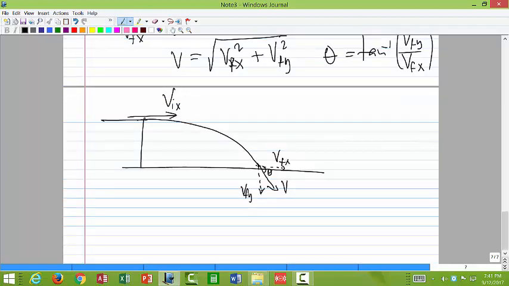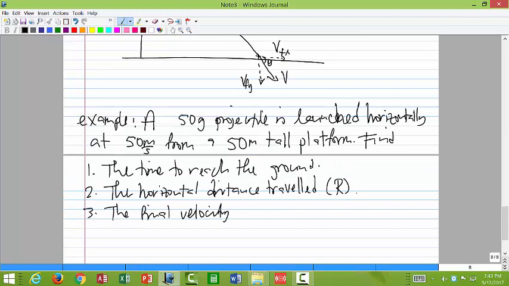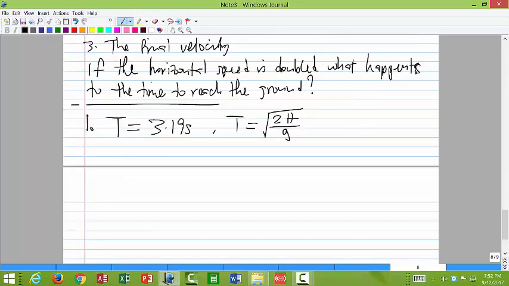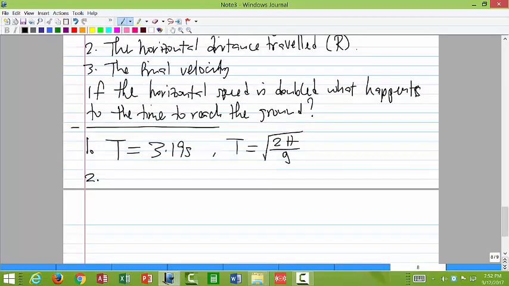Okay. Let's try an example on that. Okay, so try that exercise. Okay, let's get some of the answers. So the time to reach the ground, anyone with an answer for that? 3.19. Is that what everybody is getting? Okay, so t equals 3.19 seconds, and the formula you use for that is what? Number 2. What is number 2? The horizontal distance traveled.